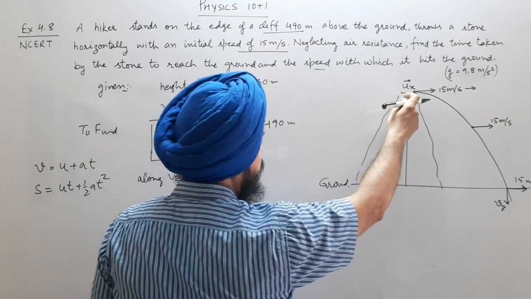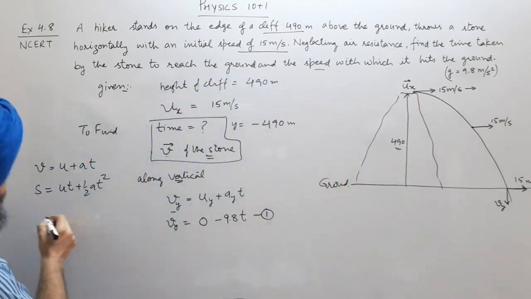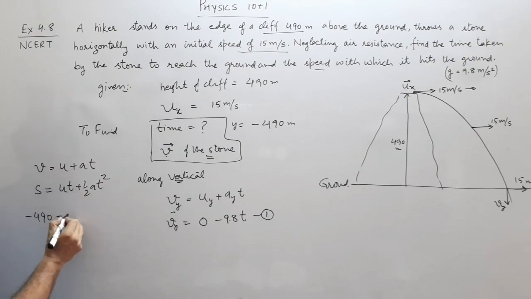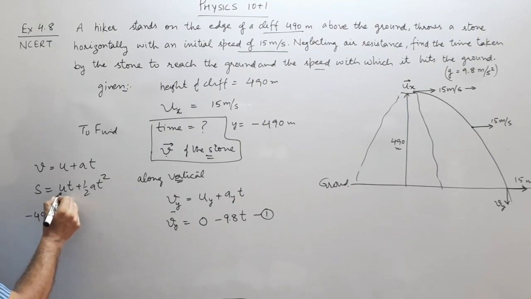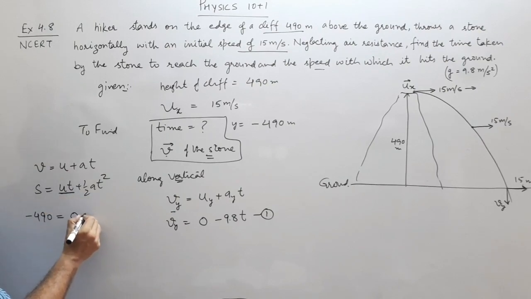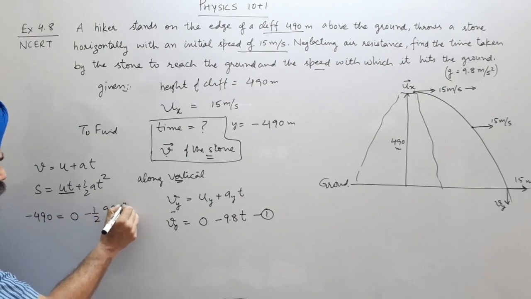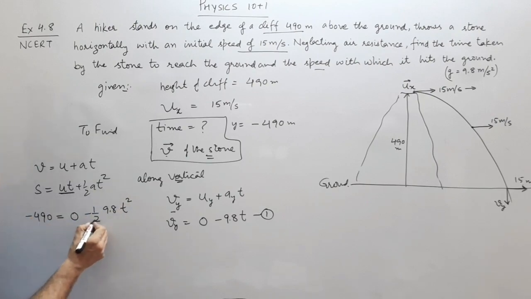Distance in y direction, it has covered minus 490 meters. u along y-axis is 0. So if u is 0, the whole of this term is 0. And minus half of 9.8 into t square. And minus goes off.